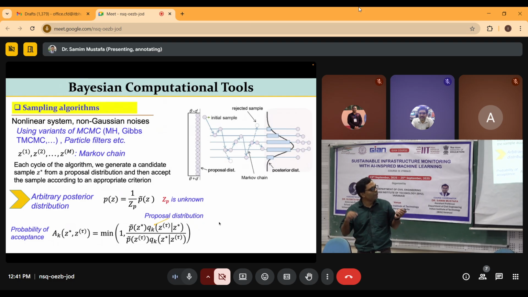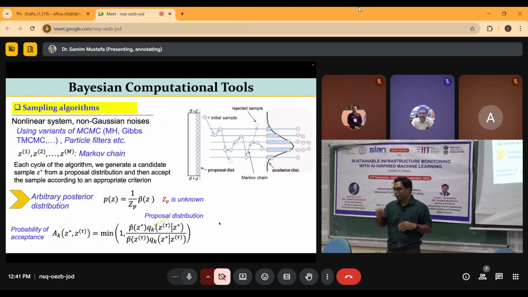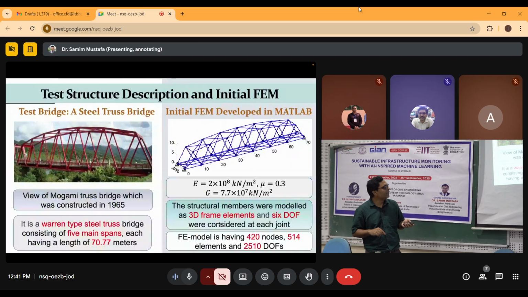So you will reject those, and then you will only preserve the remaining samples, draw the histogram, and you will get the posterior distribution. That is the only way to calculate the posterior distribution if it does not have any definite mathematical form.